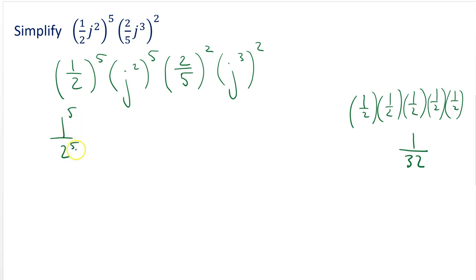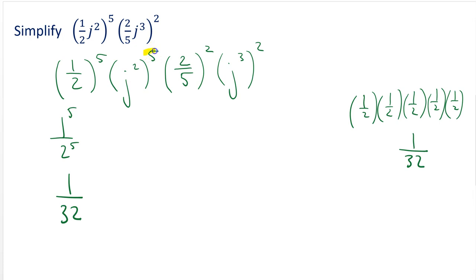Or you don't even have to write it down like that. You can just jump down here and say 1 to the 5th is 1 and 2 to the 5th is 32. Not 10, right? 2 to the 5th is 32 because it's 2 times 2 times 2 times 2 times 2, 5 times. Okay? Now, j squared to the 5th.